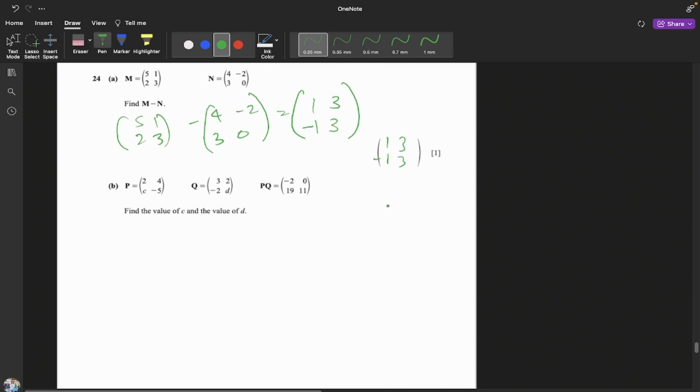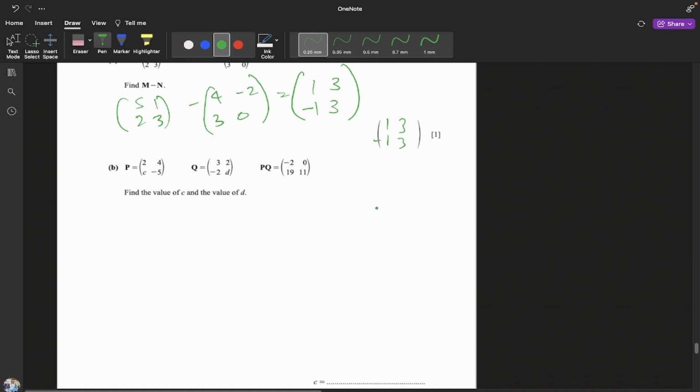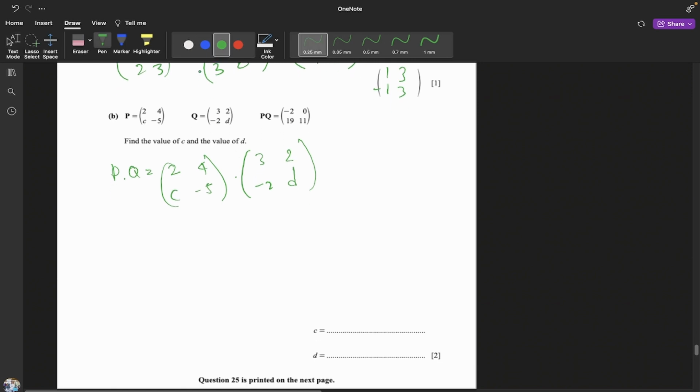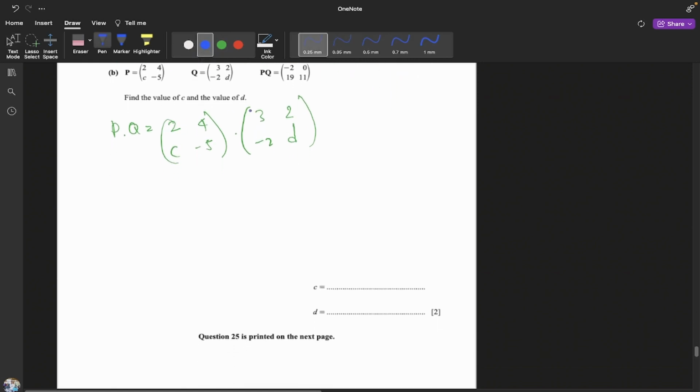Yes. Next one. Find the value of C and the value of D. Okay. P into Q, multiplication. 2, 4, C, minus 5 into 3, 2, minus 2D. Okay. 2 times 3 is 6. 6 minus 8.